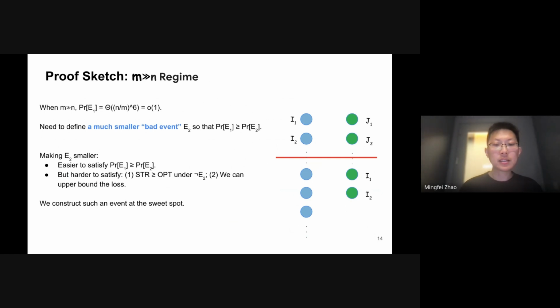If we make the event smaller, it is easy to satisfy this probability condition, but it's harder to satisfy the necessary condition for OPT to be greater than seller trade reduction, and it also becomes harder for us to upper bound the loss under this event. In this paper, we construct such an event as a sweet spot, so that the proof is complete. Due to time constraints, I will not go into that detail.